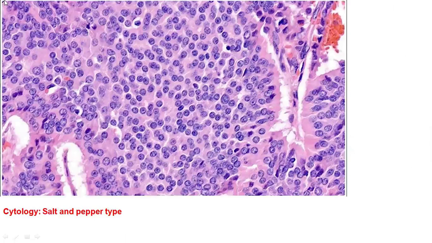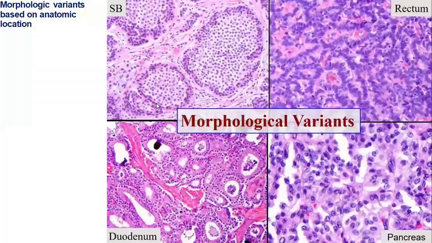This is the typical cytology of neuroendocrine tumors, famously known as the salt and pepper type of cytology. We have a small nucleus with clear chromatin, which gives the appearance of salt, and then we have prominent tiny nucleoli, which give the appearance of pepper. This is known as the salt and pepper type of cytology.